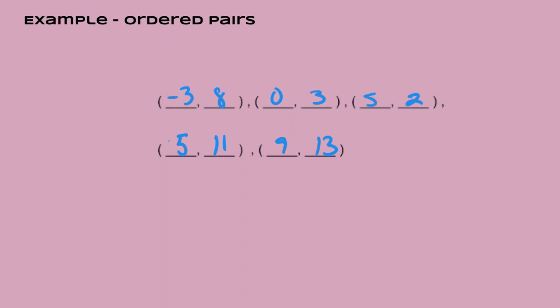Now here, looking at ordered pairs, you can see that we have a set of 5, and we do the same way we do a table. Look, (-3, 0), (5, 5), (5, 9). These two are the same. We don't know if the input's 5, is the output 2 or 11.